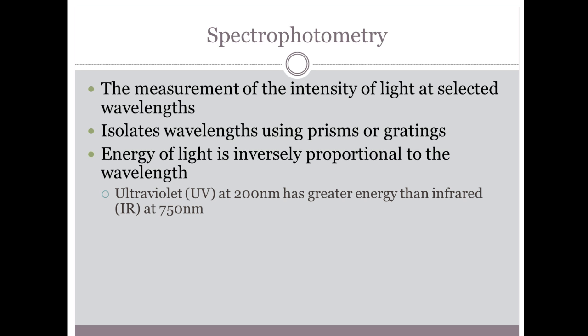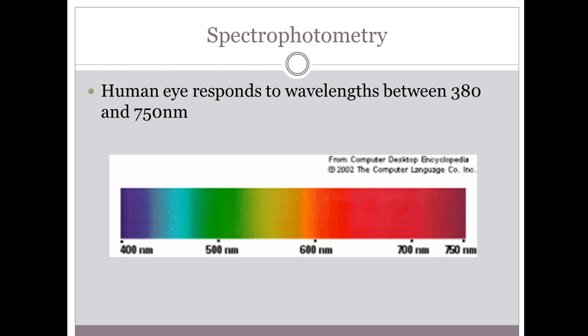Spectrophotometry is the measurement of intensity of light at selected wavelengths. It isolates wavelengths using prisms or diffraction gratings, and the energy of light is inversely proportional to the wavelength. Ultraviolet light at 200 nanometers has greater energy than infrared at 750.